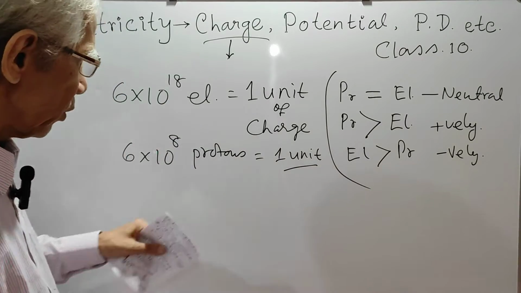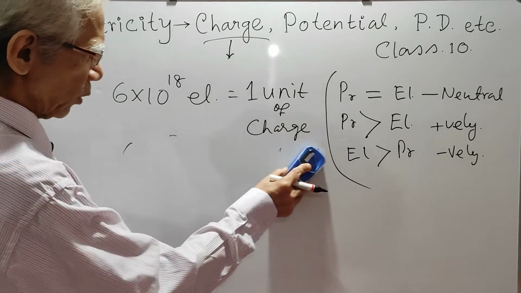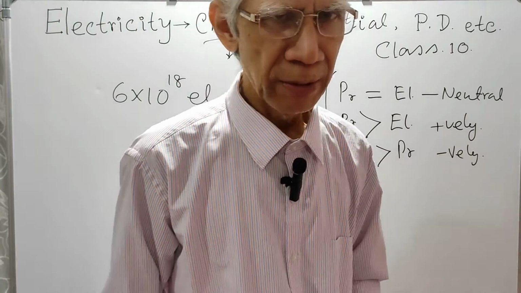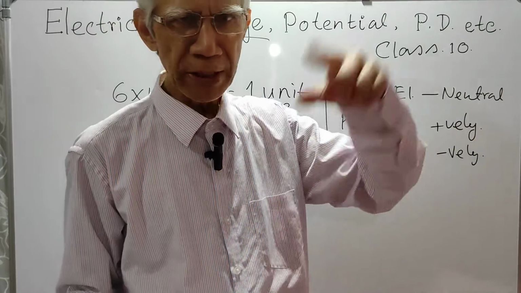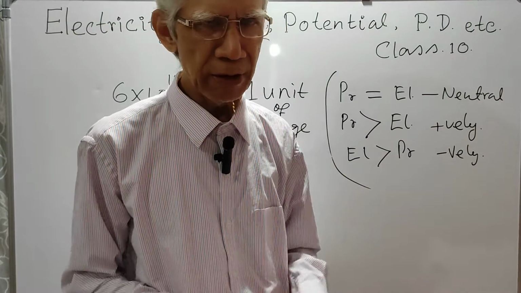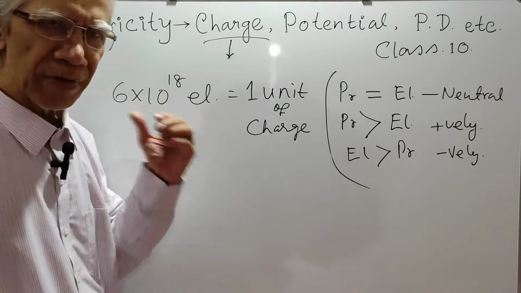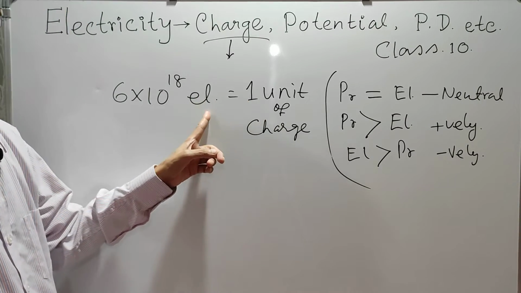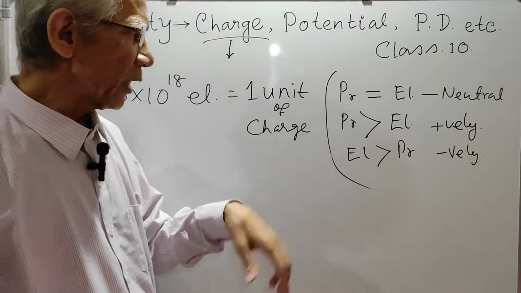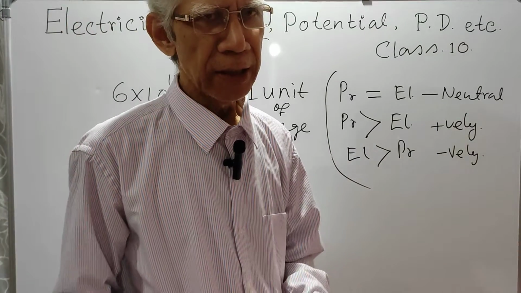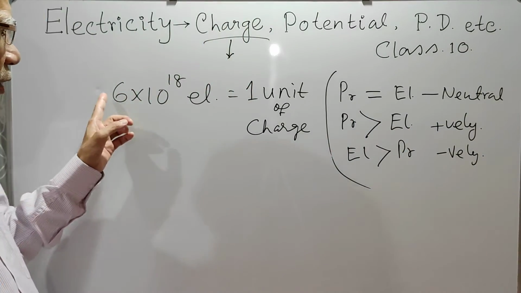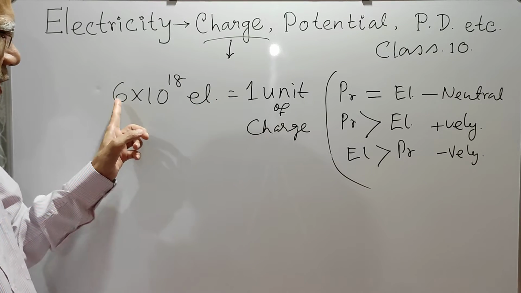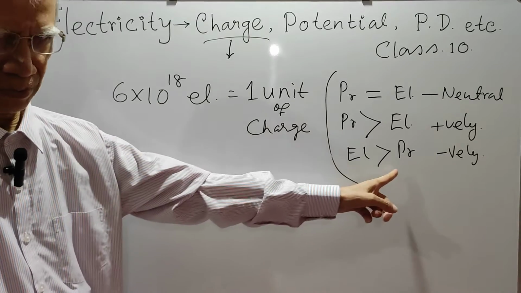Usually in definition, we do not use protons, because protons are confined in the nucleus, they cannot come out. But electrons are revolving around the nucleus, as you have learned in class 9. So in the definition we never use the term proton, we always use the term electron. So how will you define 1 unit of charge? That is the total charge contained in so many electrons, 6 into 10 to the power 18 electrons. It is a huge number, 6 and 18 zeros.